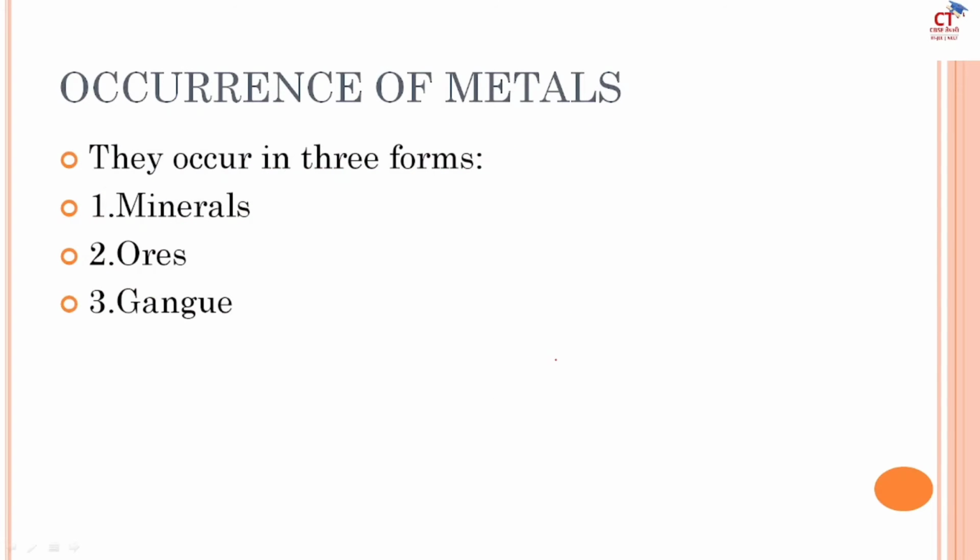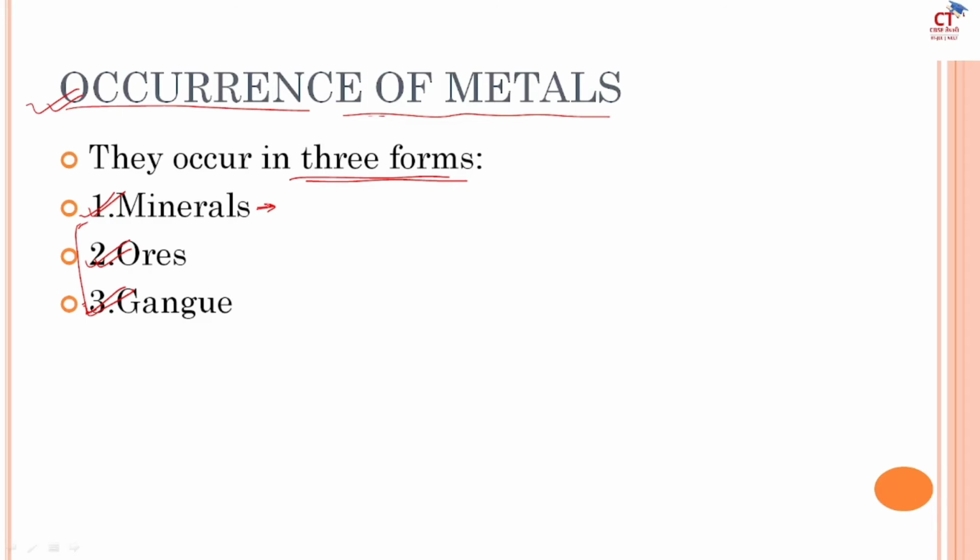Let's go forward. Now, since we have studied about metals, from where do we get these metals? These metals have to be coming from somewhere. So, from where do these metals occur? Occurrence of metals. This is our next topic in the chapter. Metals basically occur in three forms. First is the mineral, second is the ore, and the third is the gangue. Now, what are these three? Let's understand one by one.